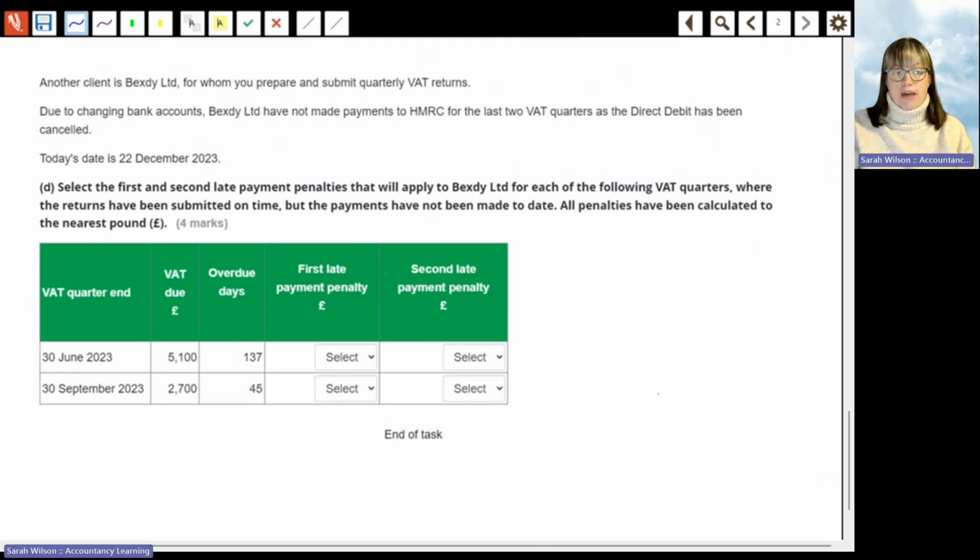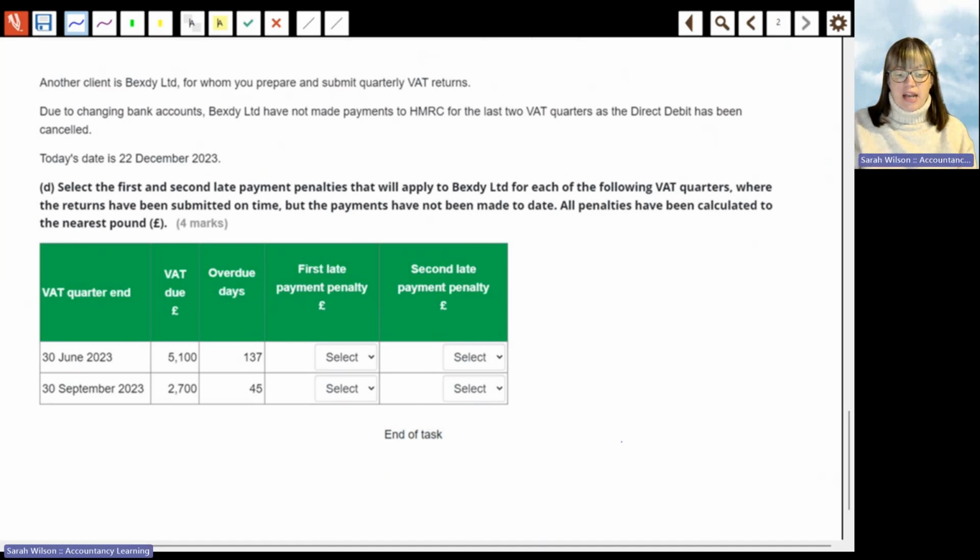Moving on to the final part then. Another client is Vexty Limited, for whom you prepare and submit quarterly VAT returns. Due to change in bank accounts, Vexty Limited have not made payments to HMRC for the last 2 VAT quarters as the direct debit had been cancelled. Today's date is the 22nd of December 2023.